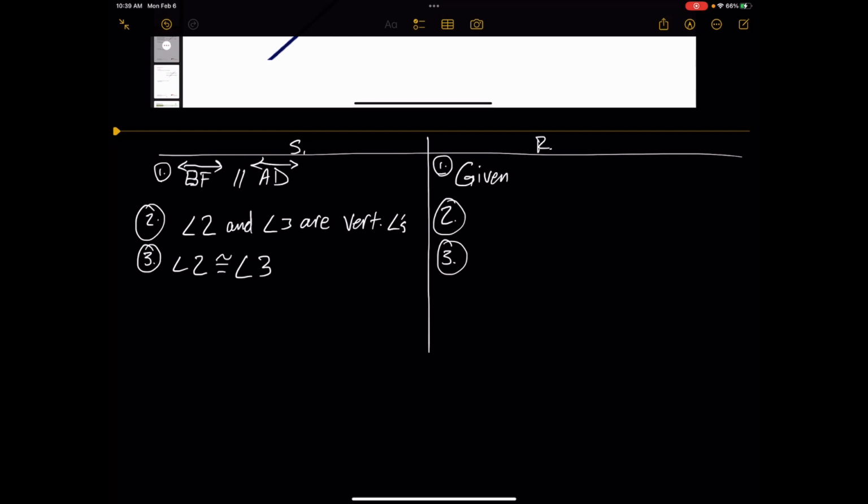2 and... Because... Definition of what? Yep. Vertical. I'm also just going to write vert angles. Wait, can we nickname vert to be like Victor or something? Oh, yeah.